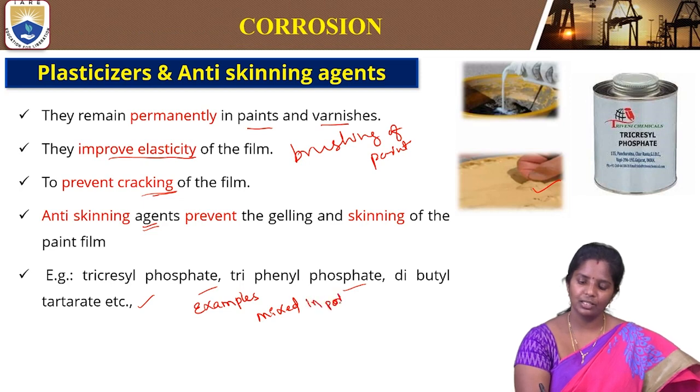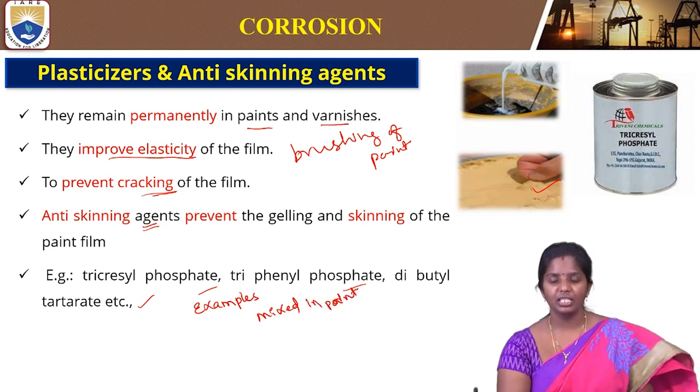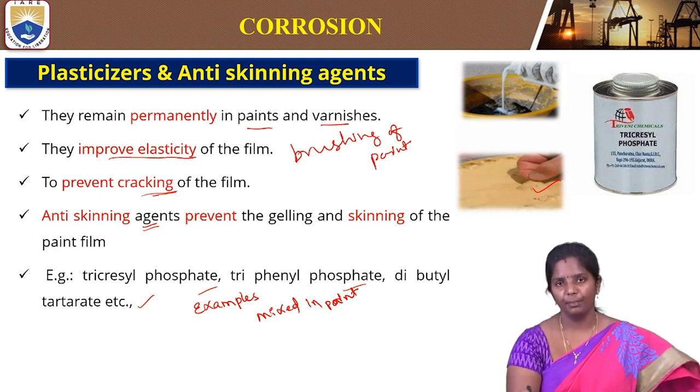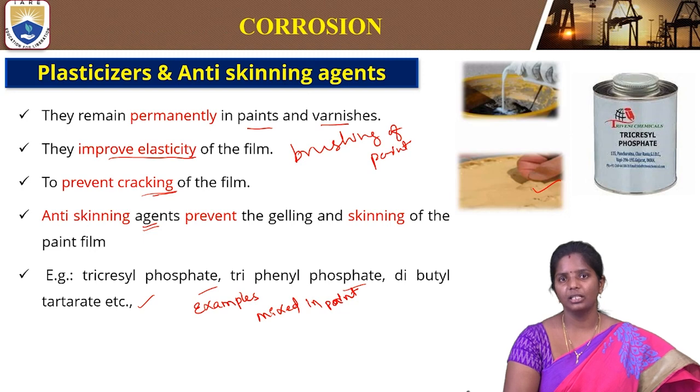So whenever we see peeling of the paint on the metal surface, it means it is devoid of these anti-skinning agents, which were not mixed, and therefore the paint is getting peeled off.